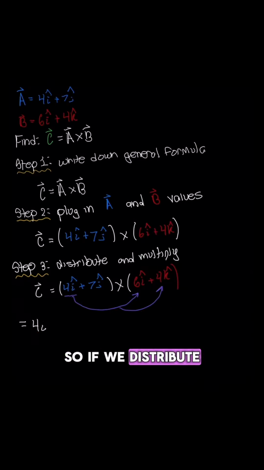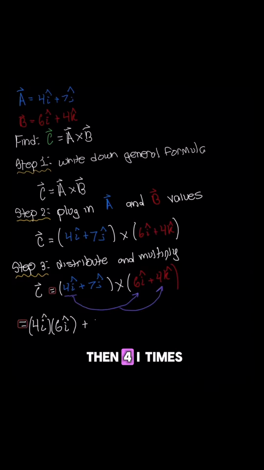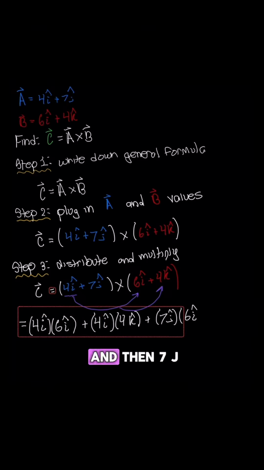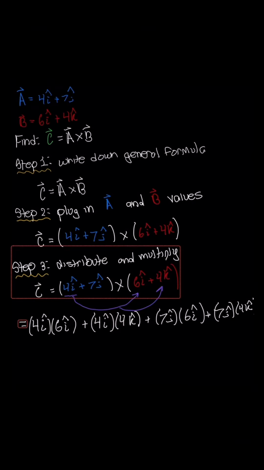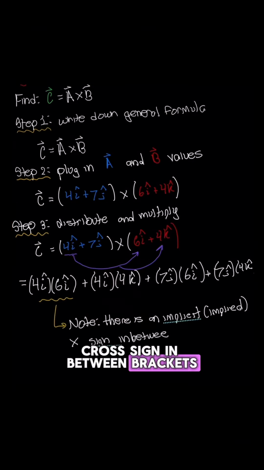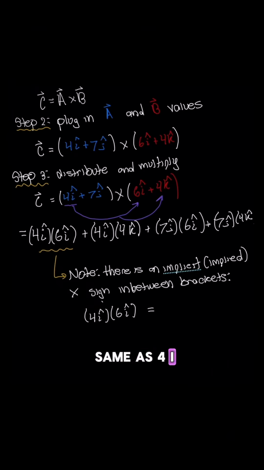So if we distribute, it'll be 4i times 6i and then 4i times 4k. And then we distribute the 7j, so it'll be 7j times 6i and then 7j times 4k. And I just want to note that there is an implicit cross sign in between brackets. So 4i times 6i is the same as 4i cross 6i.